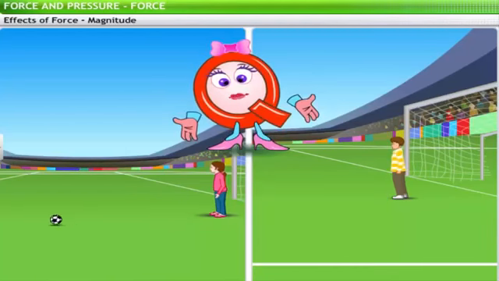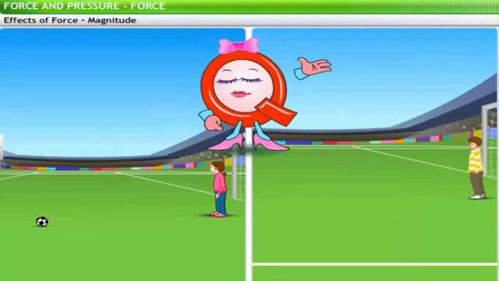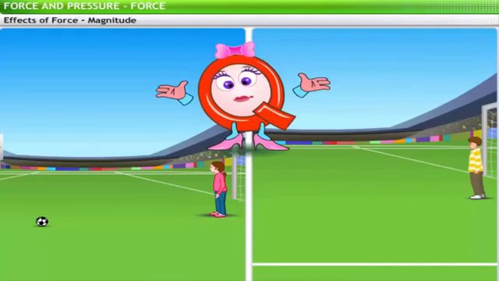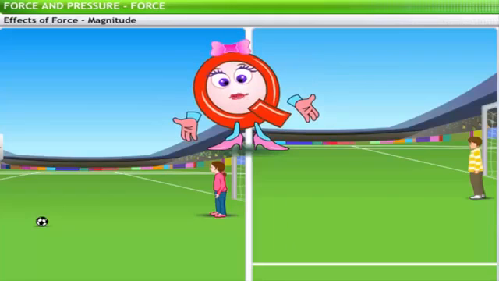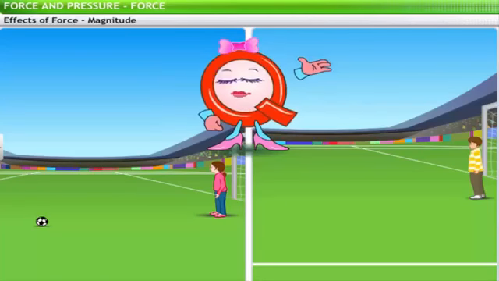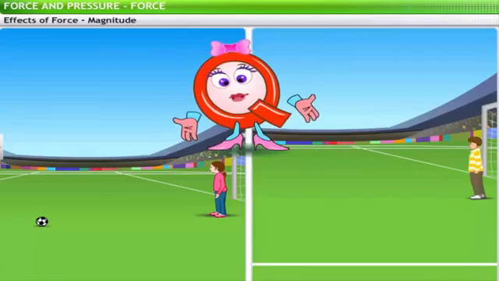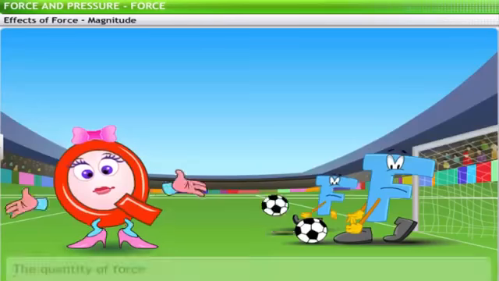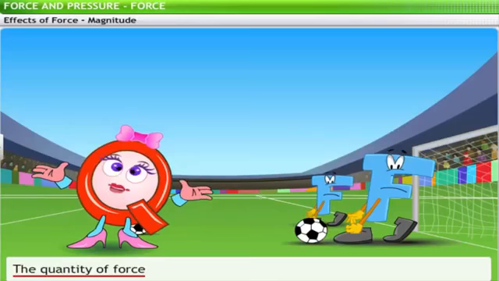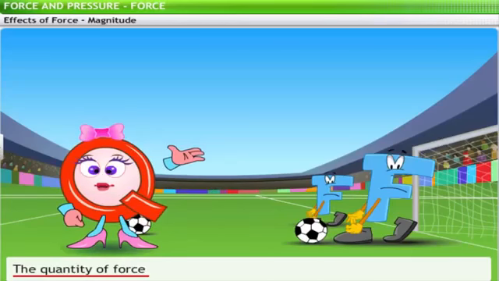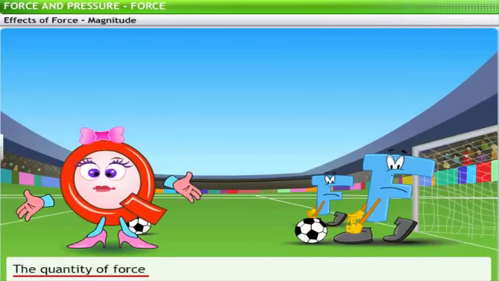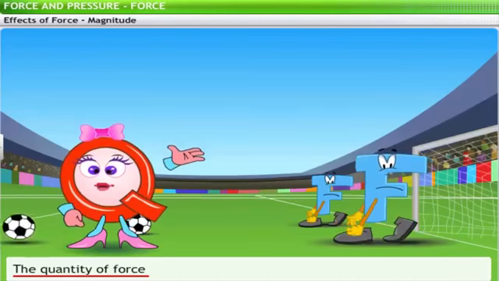The force applied by Tina and James differed in quantity or magnitude, even though it was a push force in both cases, and resulted in the movement of the ball across the field. To sum up, the quantity of force is known as its magnitude, which is the measure of the force. A larger force has more magnitude and vice versa.